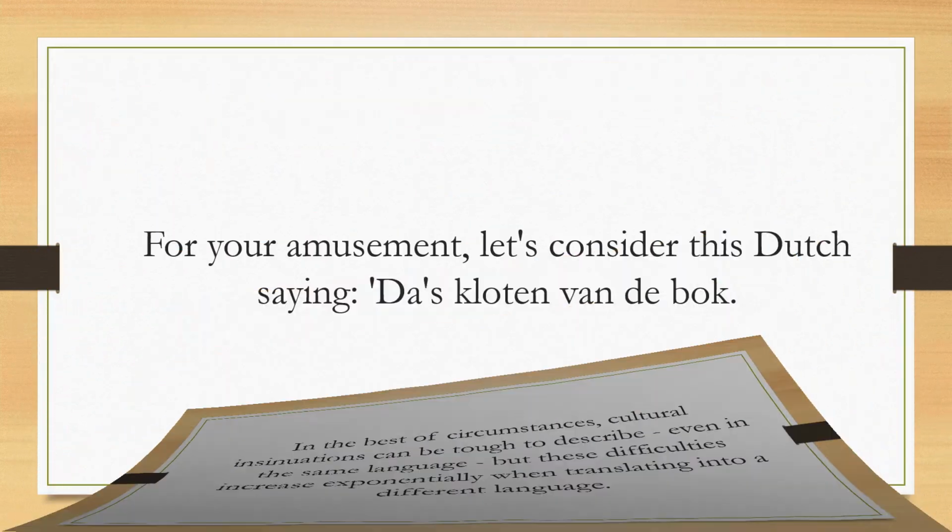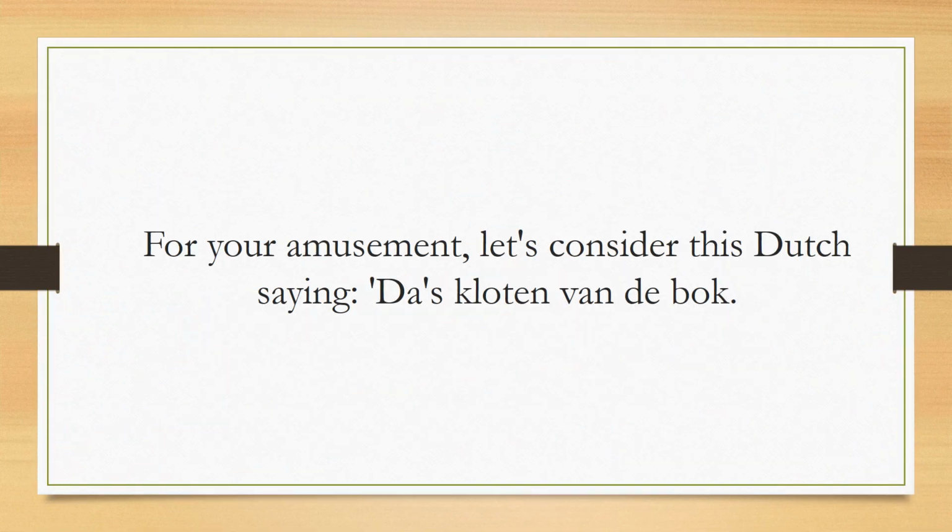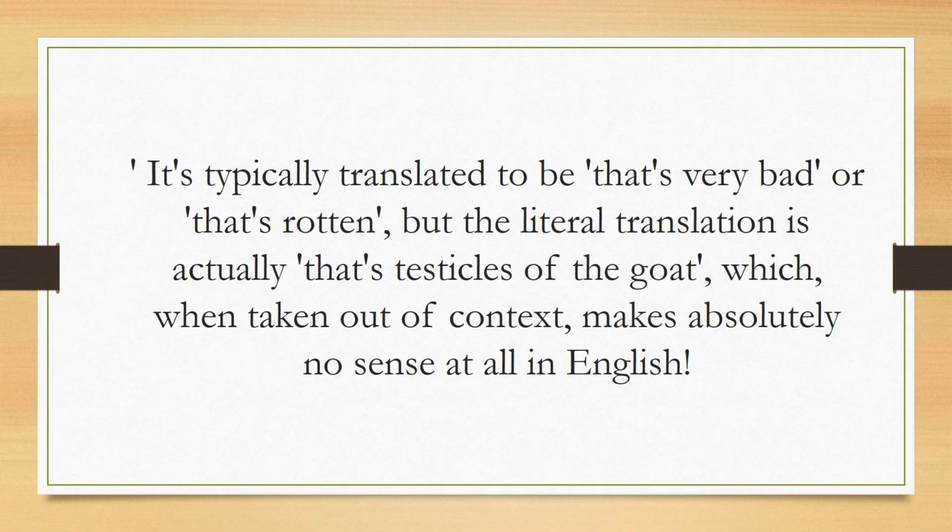For your amusement, let's consider this Dutch saying, "Das kloten van de bok." It's typically translated to be "that's very bad" or "that's rotten," but the literal translation is actually "that's testicles of the goat," which, when taken out of context, makes absolutely no sense at all in English.